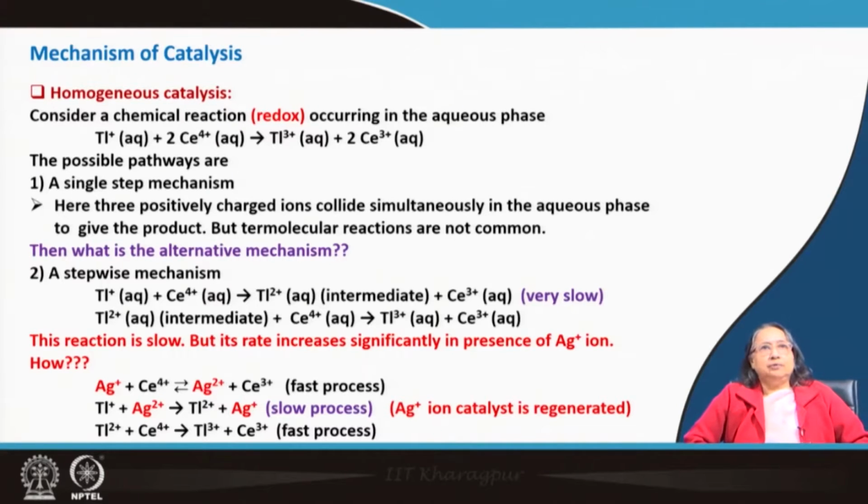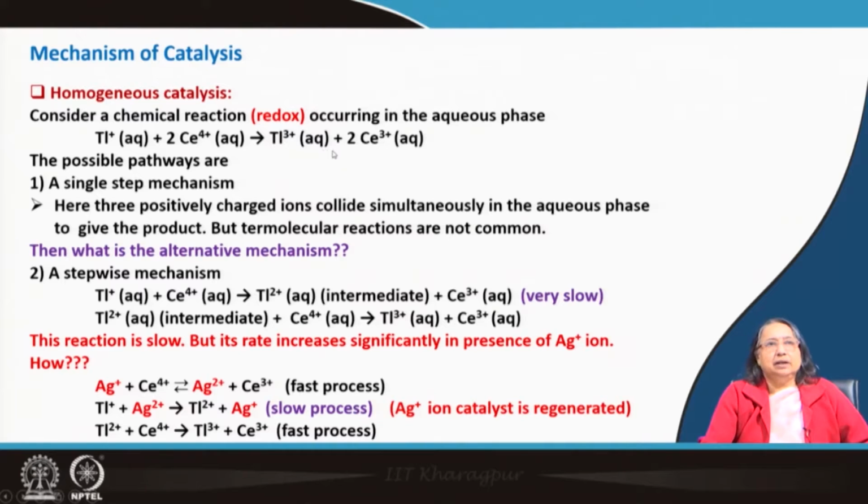Now, mechanism of catalysis. First I will tell you about the homogeneous catalysis. So, here one example is given. This is thallium plus, it is an aqueous phase reaction and it is a redox reaction. You see thallium plus is going to thallium 3 plus, and cerium 4 plus is going to cerium 3 plus. So, it is a redox reaction, this is oxidized and this is reduced.